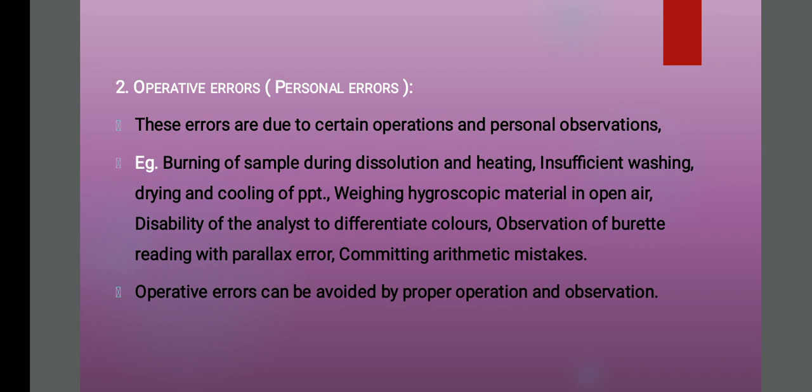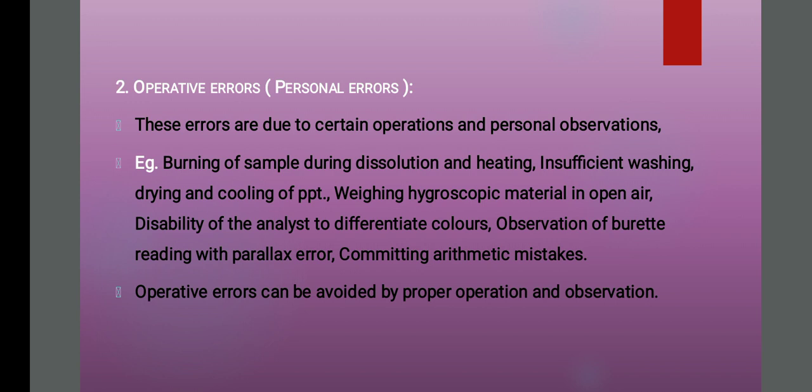Then observation of burette reading with parallax error. We have observed this a lot. While doing volumetric analysis, we take the burette in hand and keep it at eye level and see the reading. The reading is correct only if you see it at eye level. If you don't view it at eye level, you will have a wrong reading, because that is called parallax error. The reading will appear slightly lower or higher. So that is parallax error, and also committing arithmetic mistakes, making errors while calculating. These are said to be operative error.